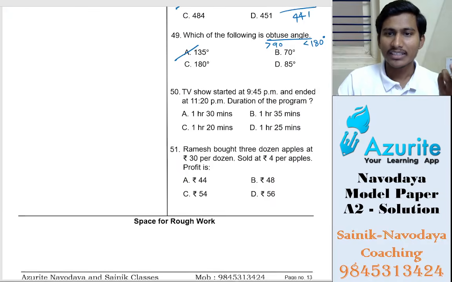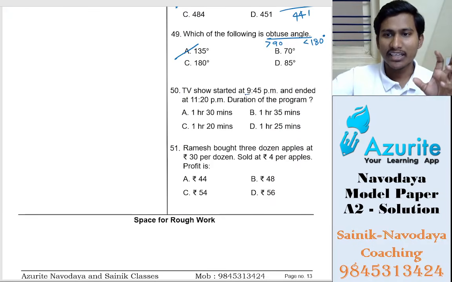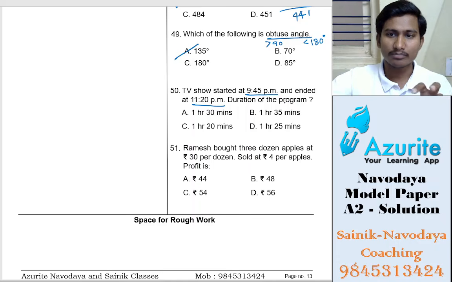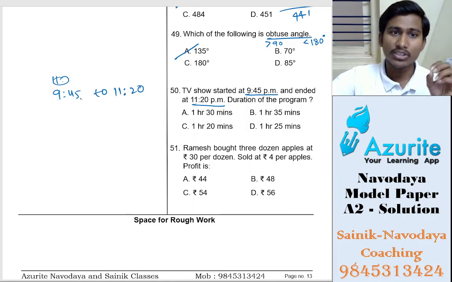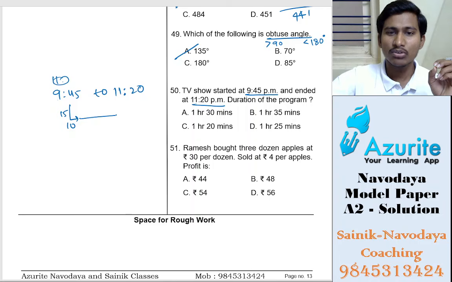So now the 50th question. A TV show started at 9:45 p.m. and ended at 11:20 p.m. Find the duration of the program. So it started at 9:45 p.m. and ended at 11:20. From 9:45 to 10 o'clock is 15 minutes. 10 to 11 o'clock is 1 hour. And here 11 to 11:20 is 20 minutes, right?